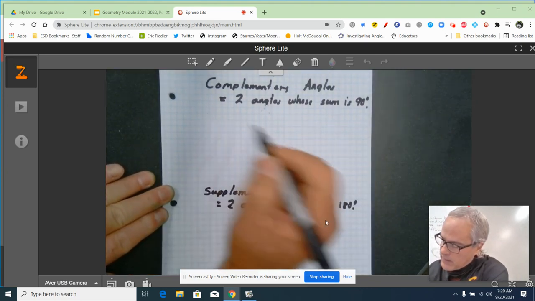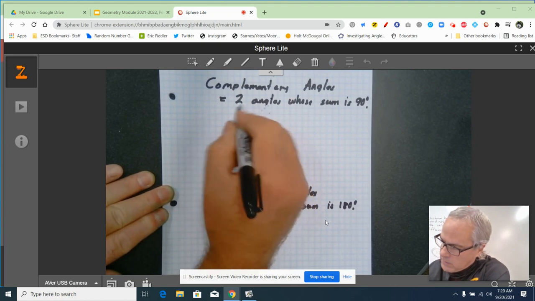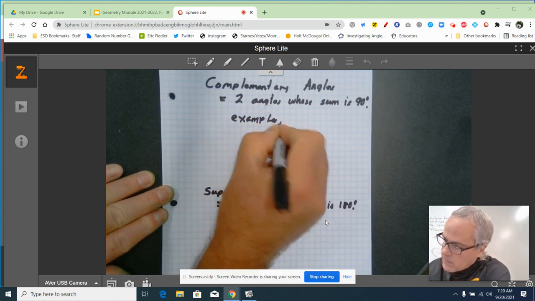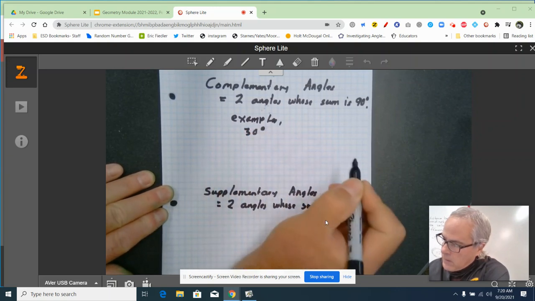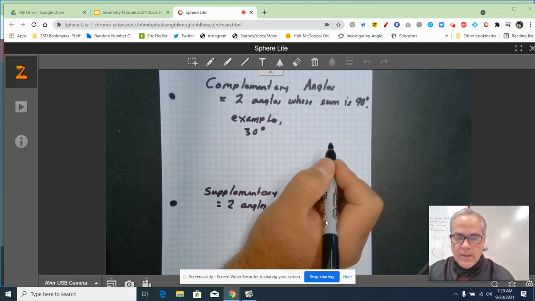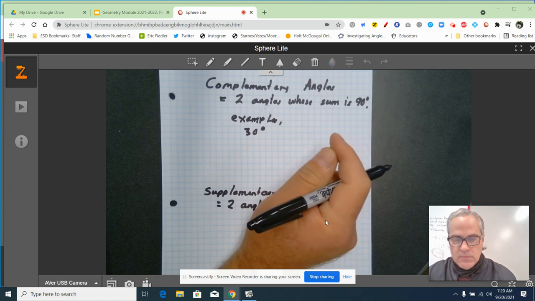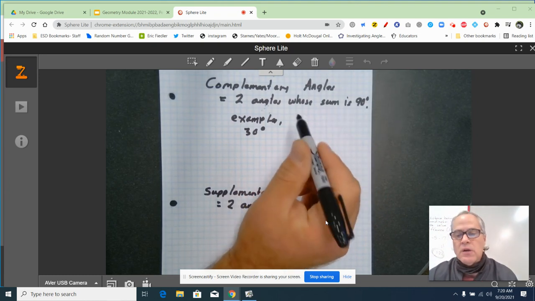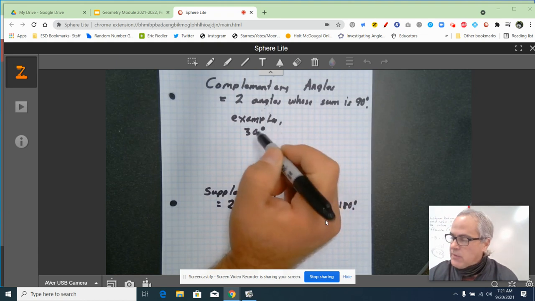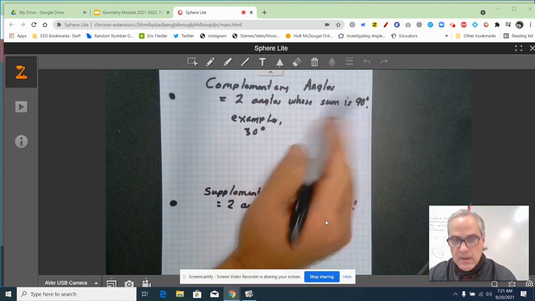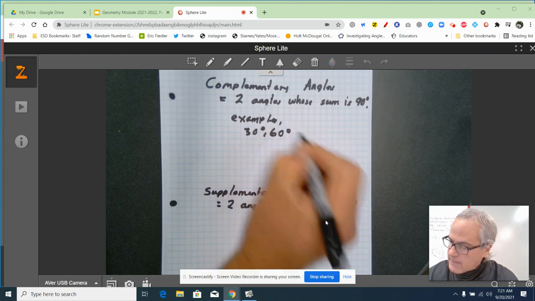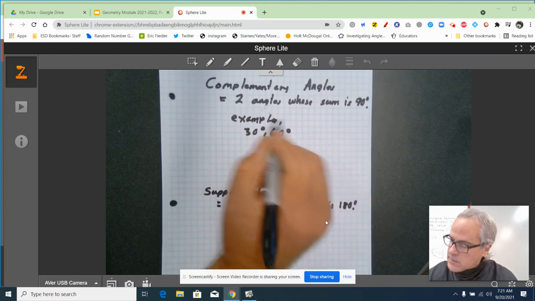For example, if I'm thinking about a 30-degree angle, here's some examples. A 30-degree angle. Well, what angle would add to 30 to get 90? Some of you just immediately say 60 because you're very good at that type of mathematics. You could also think of it this way: just take 90 minus 30, which is 60 degrees. Those are two complementary angles.